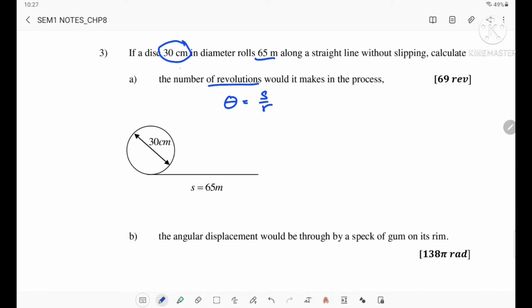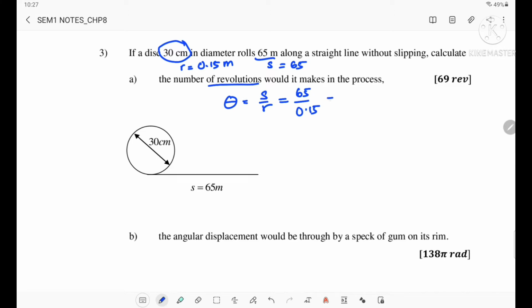So diameter 30 centimeters, so we find the radius is equal to 0.15 meter, and the S or the distance is equal to 65 meters. So S is going to be 65 meters, already in SI unit. So next you need to substitute the value into the formula. So we have S is equal to 65 and R is equal to 0.15 meter. Don't forget to convert into SI unit first before you substitute the value into the formula.